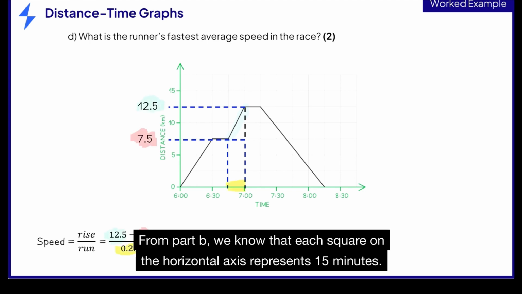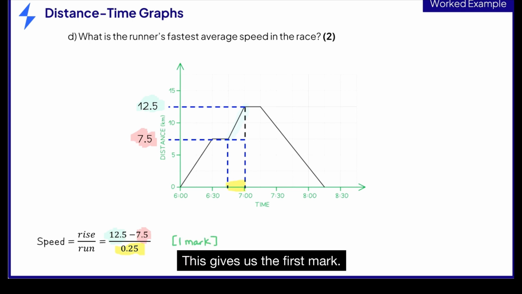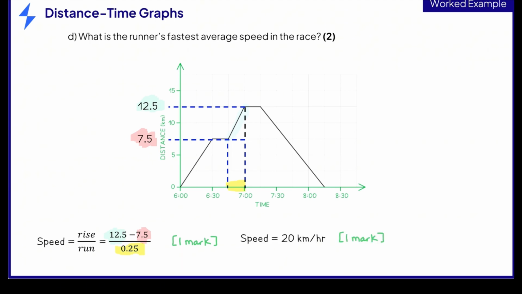From part B, we know that each square on the horizontal axis represents 15 minutes. This is a quarter of an hour, or 0.25 hours. This gives us the first mark. Now use your calculator to find the speed. 20 kilometers per hour. This is for the second mark.